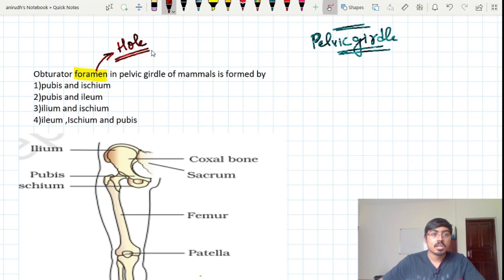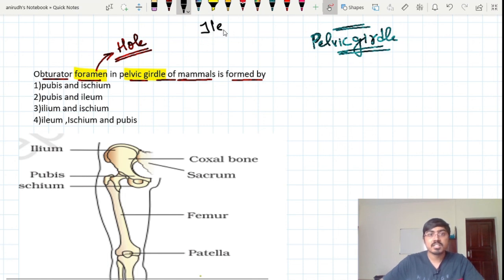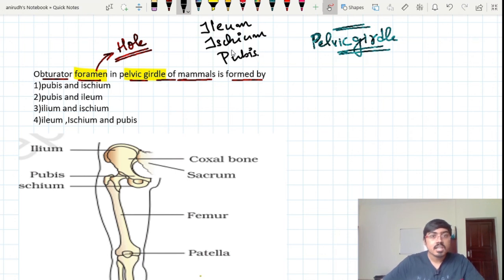So there is a hole called by the name of obturator foramen in the pelvic girdle of mammals, formed by. So in the pelvic girdle, I have three bones. What are the three bones? Ilium. I haven't written that in this particular lecture, isn't it? Ischium and pubis. Okay. So these three things together will form the bone called as the hip bone or the coxal bone.